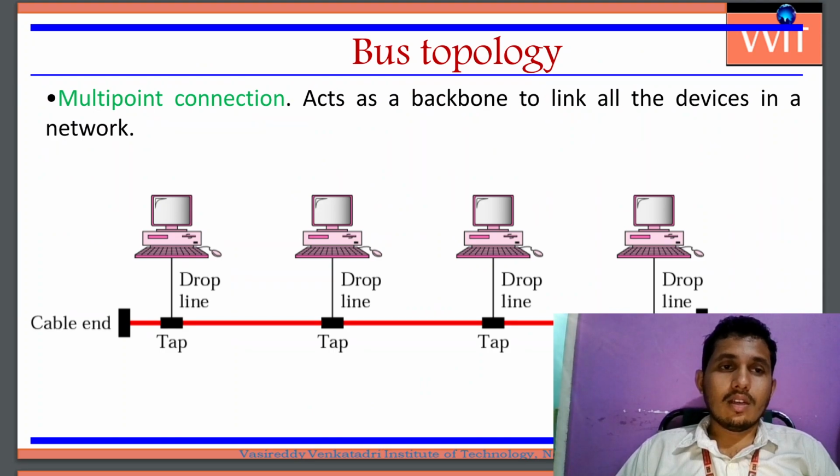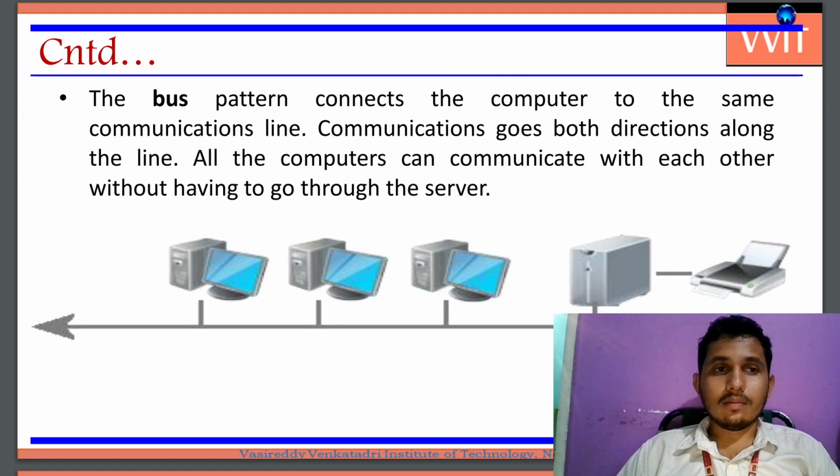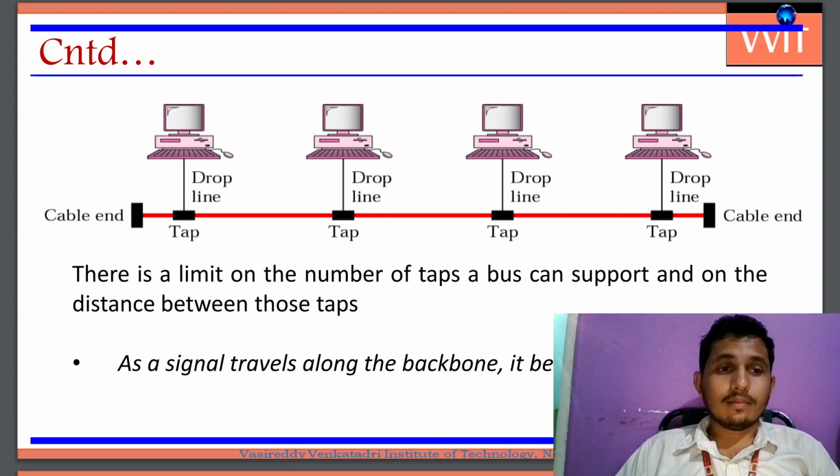Bus topology. A multipoint connection acts as a backbone to link all the devices in the network. The bus pattern connects the computers to the same communication line. Communication goes both directions along the line. All the computers can communicate with each other without having to go through a server. There's a limit on the number of taps a bus can support and on the distance between those taps. As the signal travels along the backbone, it becomes weaker.